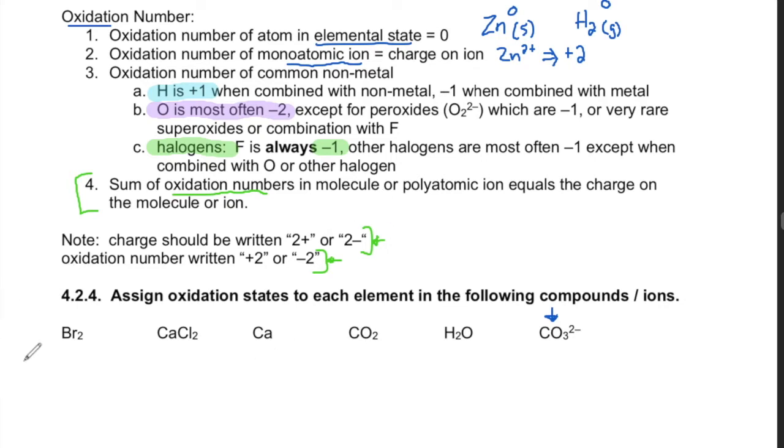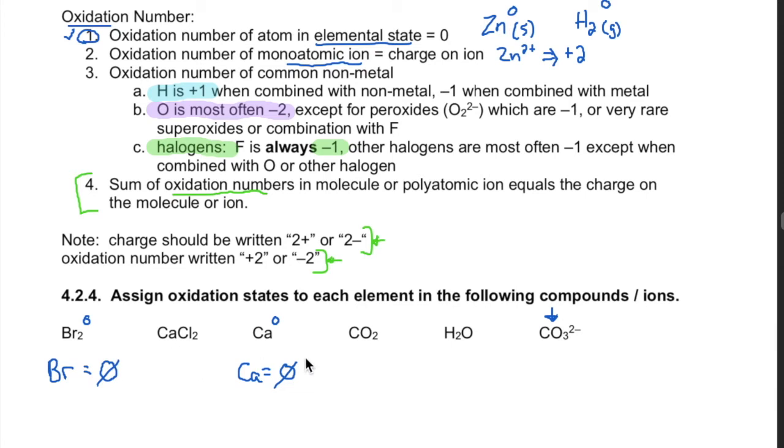So let's try assigning oxidation states to each element in the following substances. For this first bromine molecule, remember bromine molecules have a 0 charge. And so each bromine in this molecule has 0 as its oxidation number. So according to rule 1, the oxidation number of an atom in its elemental state would be 0. And for the same reason, calcium here, which is not written as an ion, this is calcium metal with 0 charge. Calcium would be 0 oxidation number for the same reason, because of rule number 1.